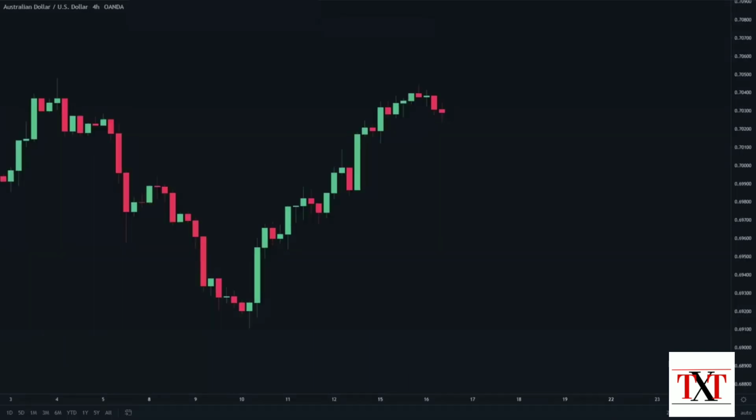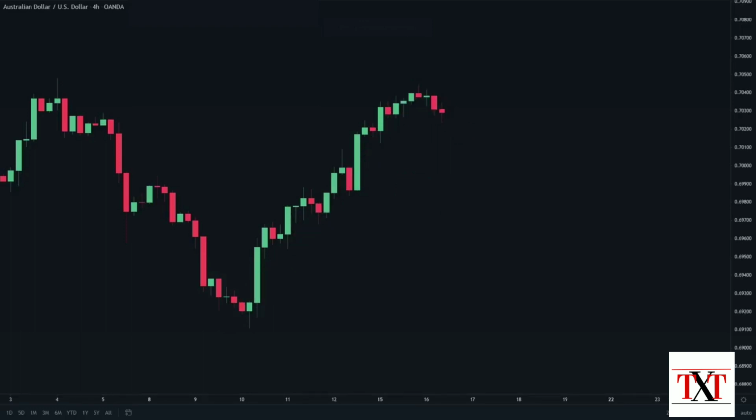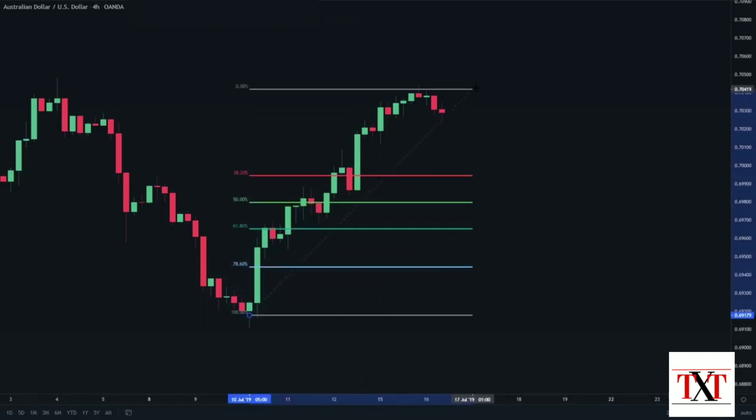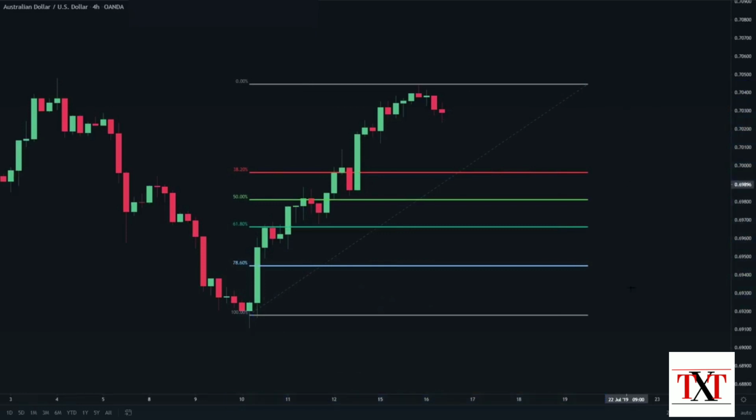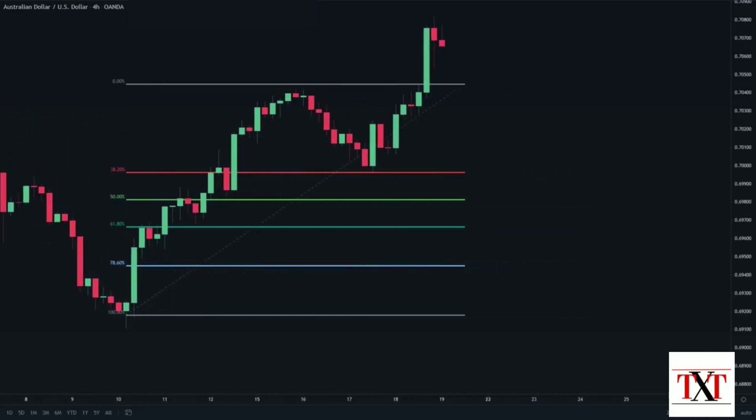However, what if the chart looks like this instead, where the price went up and made a pullback, but there are no previous key levels? How do we know when this pullback will end? And this is where the Fibonacci retracement tool comes in. So as I plot the tool onto our chart, notice that we now have these Fibonacci-based key levels generated by the tool. And as you can see, the price hits one of the levels and bounced upwards.